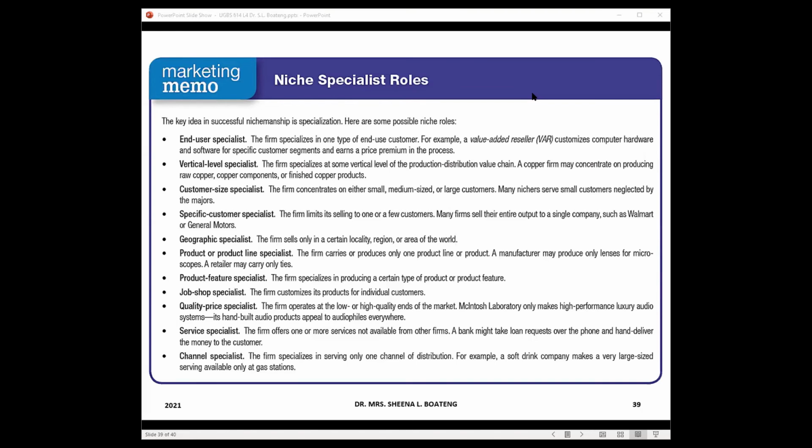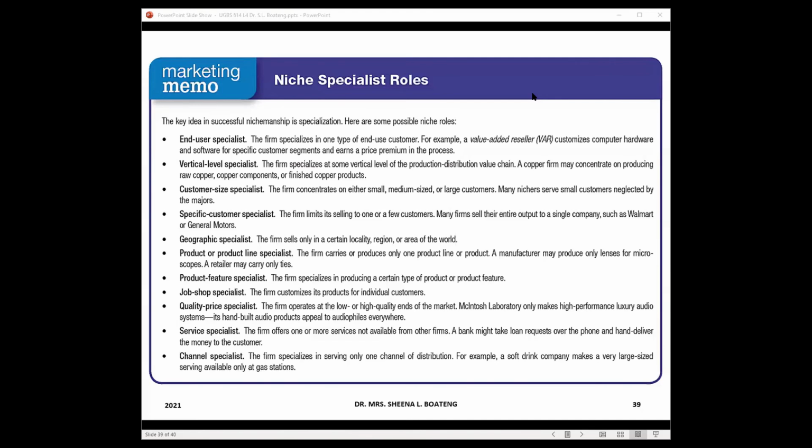Then we have the specific customer specialists, and these firms limit themselves to selling to one or few customers who share a specific characteristic, right? So for instance, many firms will decide to sell their entire output to a single company.